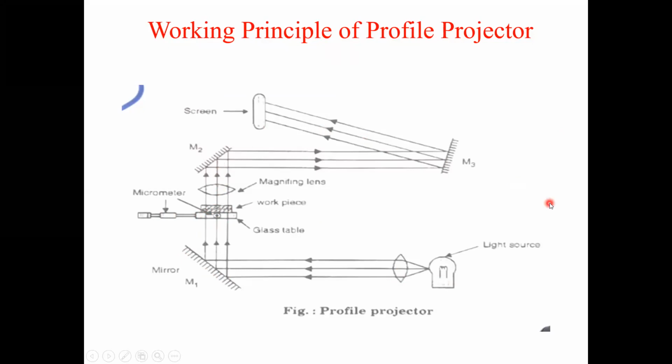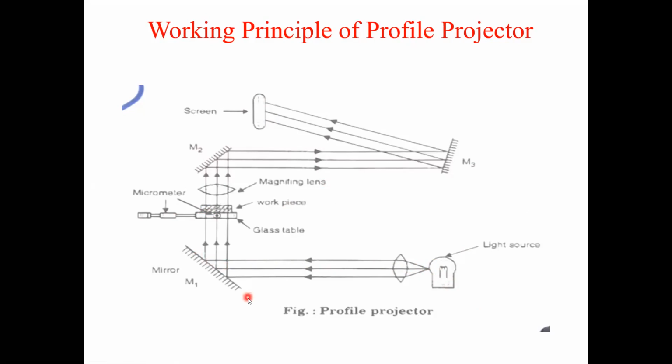That means before reaching the screen, the smaller object placed on this work table is magnified many times, and the magnified image is projected on the screen. Observe here: the diverged beam of light coming from the light source is allowed to pass through the condenser. The condenser allows a beam of light of certain wavelength, and this beam is allowed to pass in the straight direction and strike the mirror M1.